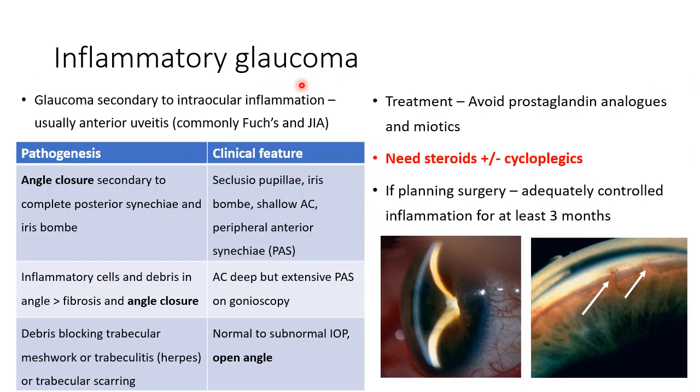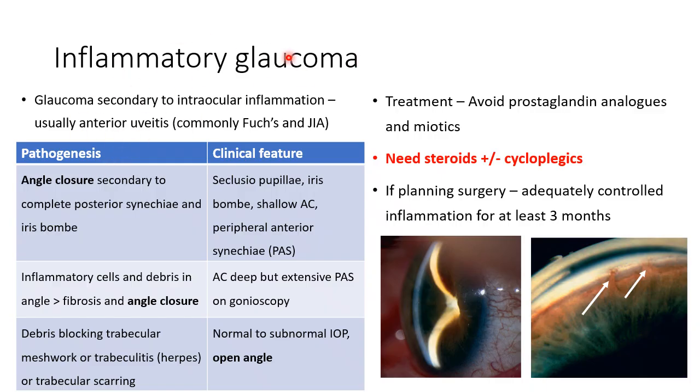The next one is inflammatory glaucoma. Now, glaucoma secondary to intraocular inflammation, usually anterior uveitis, most commonly Fuchs uveitis and juvenile idiopathic arthritis. So, inflammatory glaucoma, in simple words, is glaucoma secondary to uveitis. And uveitis could be because of any cause, any cause. Okay, I have already uploaded lectures on intermediate and posterior uveitis. You could go through that. And of course, there is anterior uveitis also.